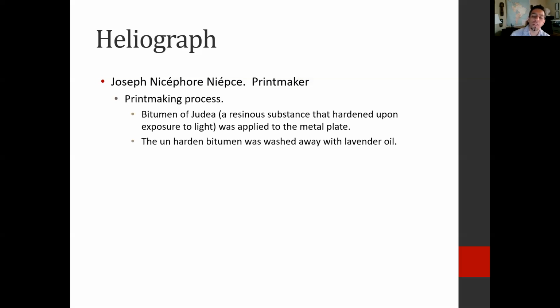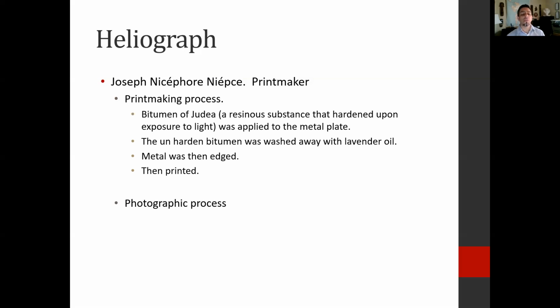Now, once you expose the plate, then you have areas where the bitumen is not going to be hard. So you wash this away with lavender oil, which is very soft. Okay. And then what we do is the same thing that we did with intaglio print, which is we dip the metal into acid, which etches it, and then you print it. So we already are familiar with that part of the printing process.